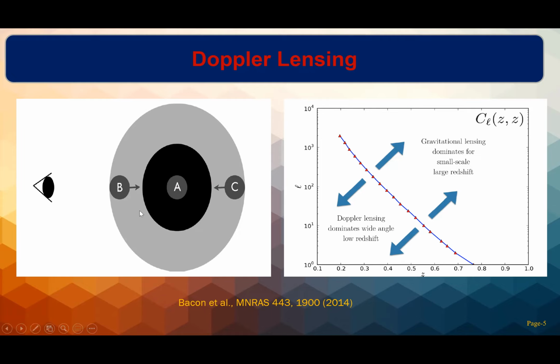A sits at the center of the overdensity and it has a physical size S. B and C are falling into the overdensity and they have the same physical size as A. Why am I talking about physical sizes? Since the universe expands, there are several definitions of distances in cosmology.